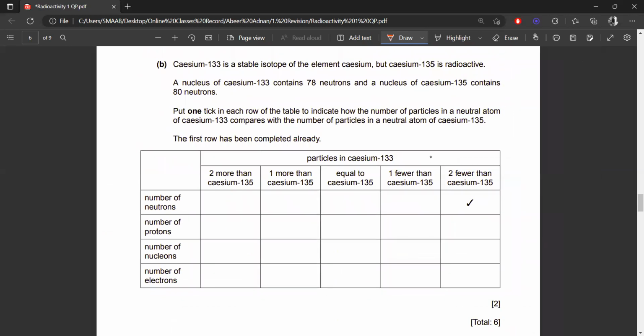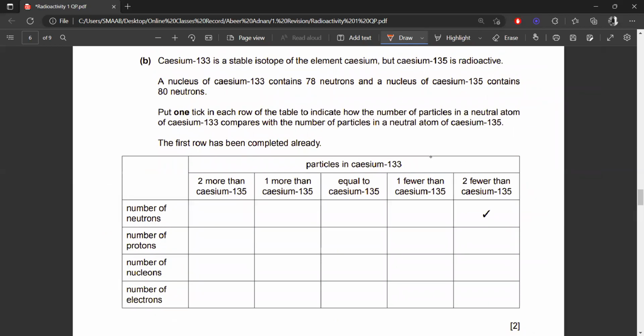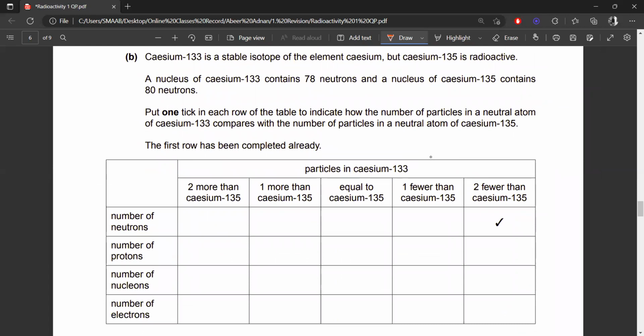Okay, so now to fill this, we have cesium over here. Calcium 133 is a stable isotope of the element calcium, but calcium 135 is radioactive. A nucleus of calcium 133 contains 78 neutrons and a nucleus of calcium 135 contains 80 neutrons. So 133 contains 78 and 135 contains 80 neutrons.